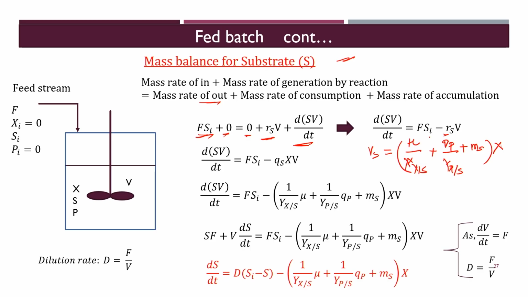So, in place of Rs we are going to write this Rs term, and d(SV) upon dt. Again the same thing we have to do, we have to differentiate it. So, we will get S into F plus V into dS upon dt equals F SI minus this term. So, this becomes dS upon dt as D, since F upon V is D, times SI minus S, minus the Rs term. See, V is cancelled out here.